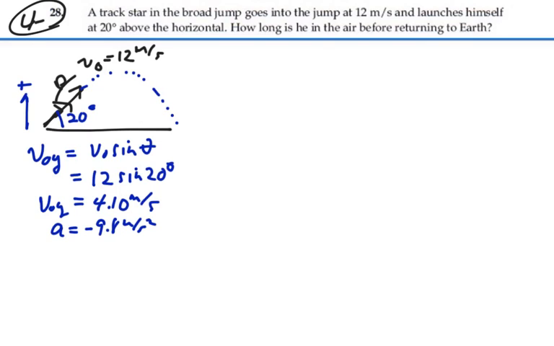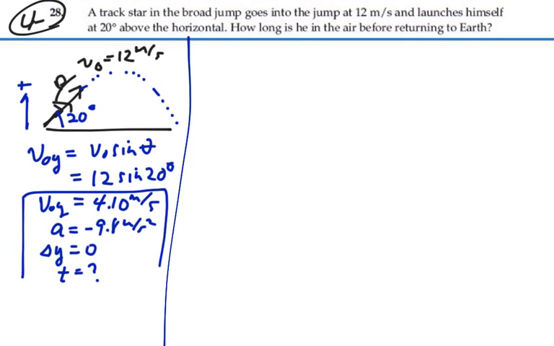What else do we know? Ultimately, we're going to come back down to Earth. So our total displacement in the y direction is going to be zero. And we want to find our time. So those are four kinematic variables we can use right there, three of them that we know.